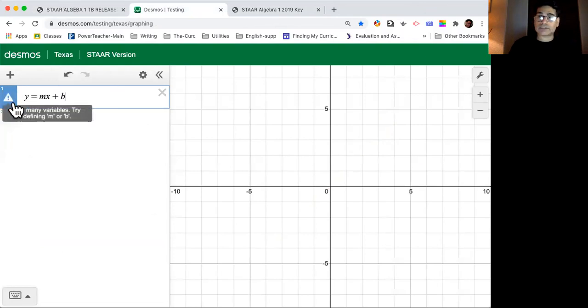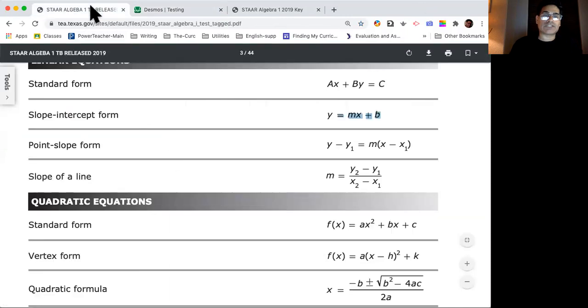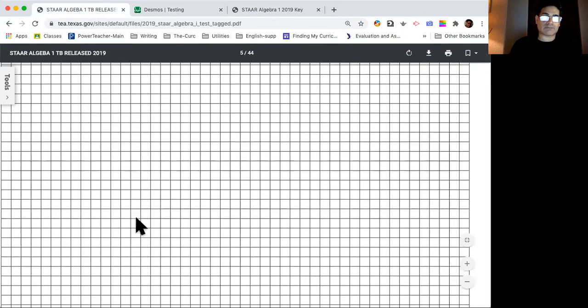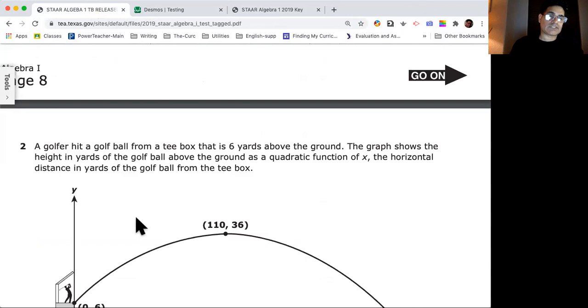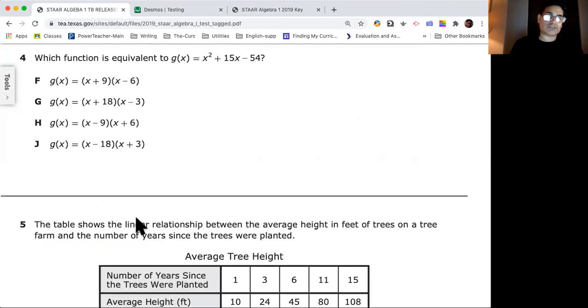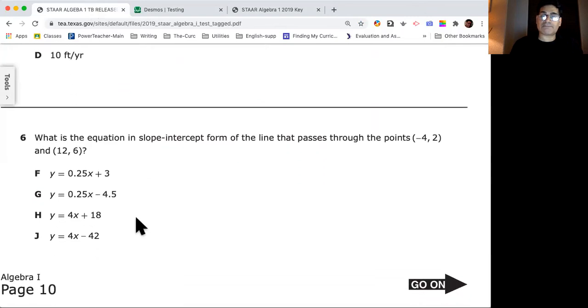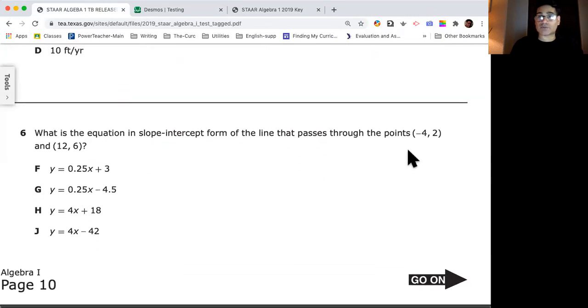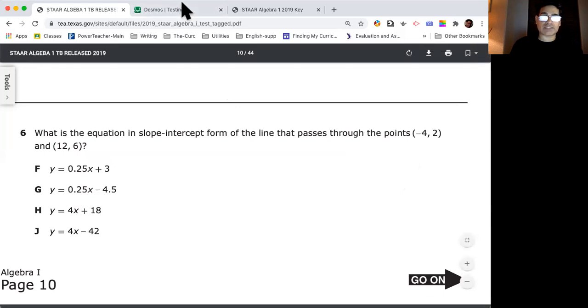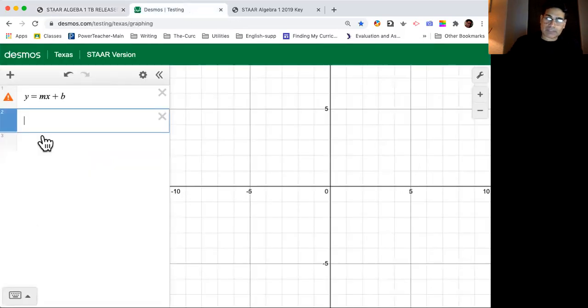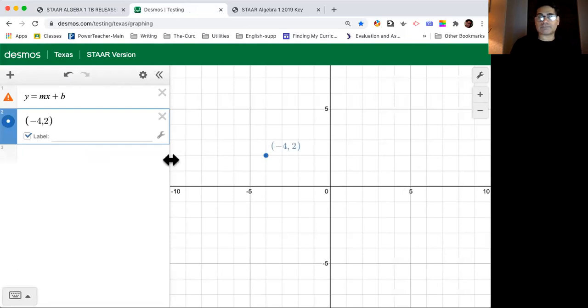Okay, it's telling you it's our triangle. Can't do anything with that, but that's okay. I want to leave it there so that I remember that this question is asking me, question number 6, in slope-intercept form, what is the equation? Okay, and it passes through these points. So I'm going to need to plot those points. So in my Desmos calculator, let me plot the first point. And that's -4, 2. All right. And I want to label it.